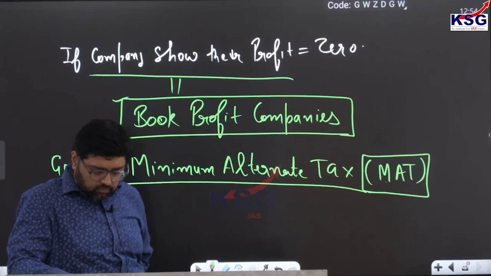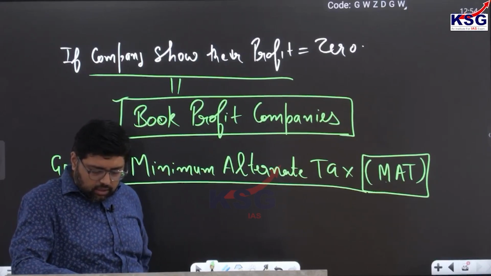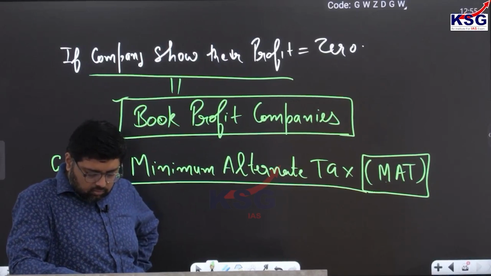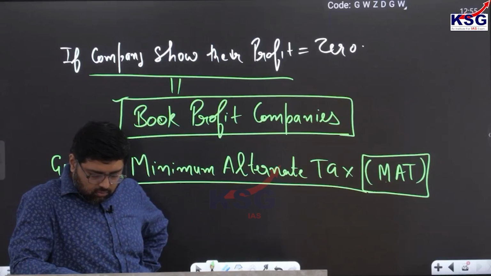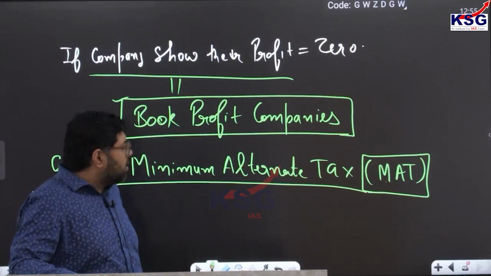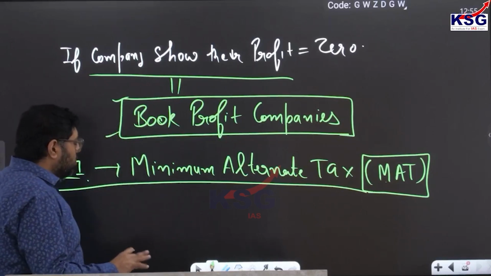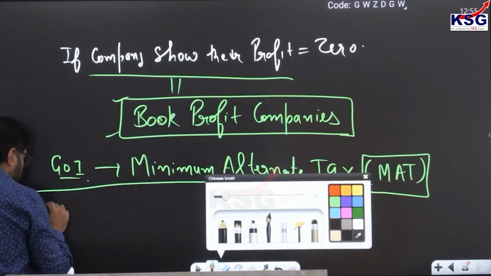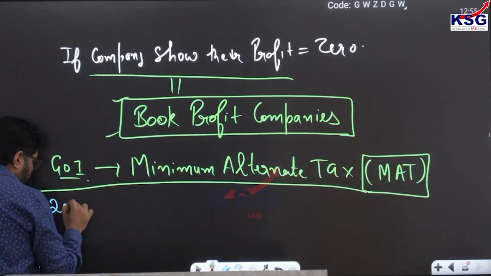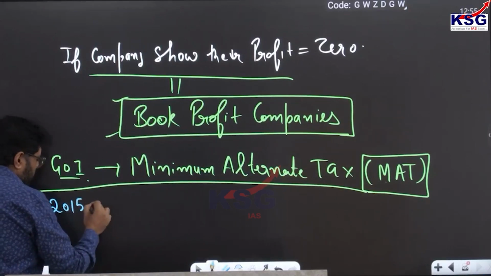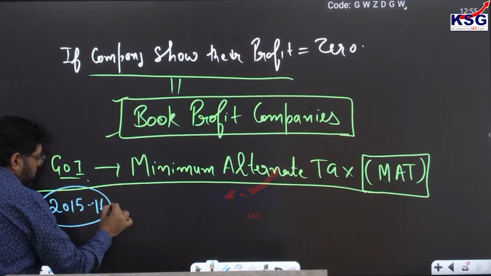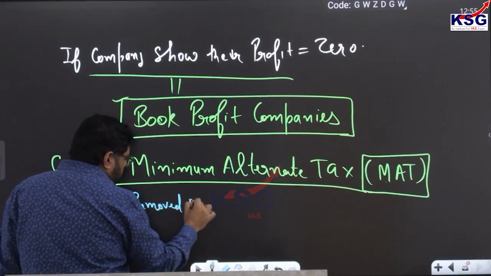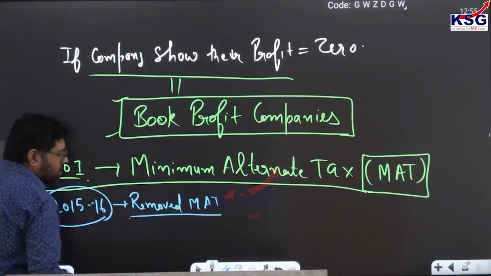Is it clear to you? Okay, so this is called MAT, minimum alternate tax. Now this MAT has been removed after 2015-16, or you can say after 2014. The government has removed it. Why? Because it's a number game.